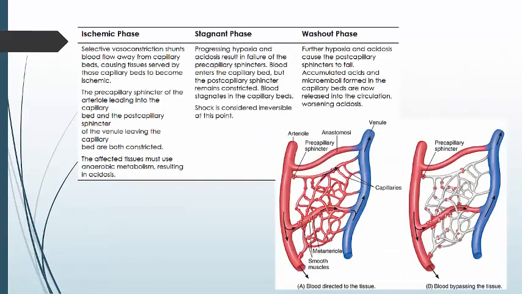So when we're looking at the phases of shock here, there's a couple of other things you need to be familiar with, and that's the ischemic phase, the stagnant phase, and the washout phase. So initially, you have all of these little capillary sphincters here, and these are just like little tightened down muscles that block and control the blood flow through these capillary beds. So initially, the precapillary sphincter and the postcapillary sphincter are going to constrict, and so this is what actually shunts that blood away from the peripheral capillary beds and redirects it to the brain, the lungs, the heart, things like that. Right? That's the ischemic phase of shock.